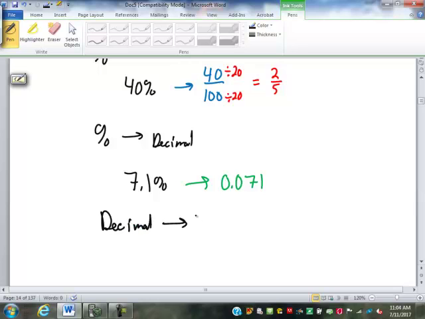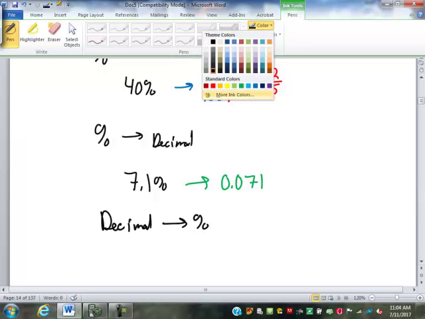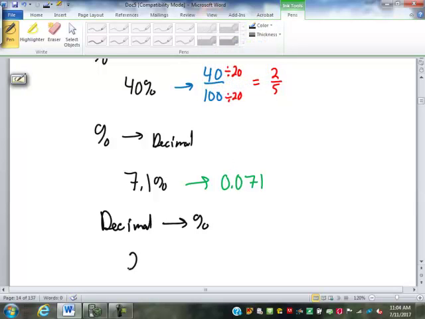You need to be able to convert a decimal into a percent. If I give you a decimal of 2.34, what is that as a percent? 234%. Wonderful.